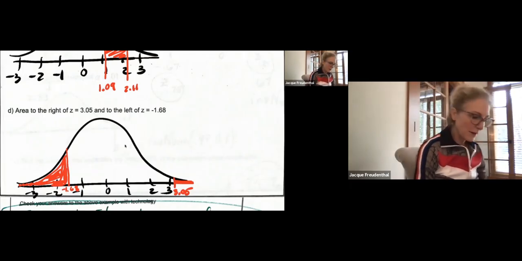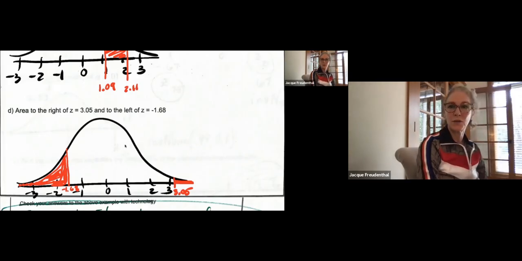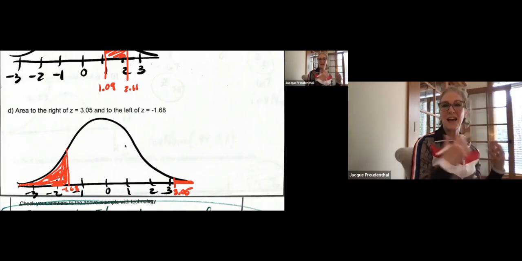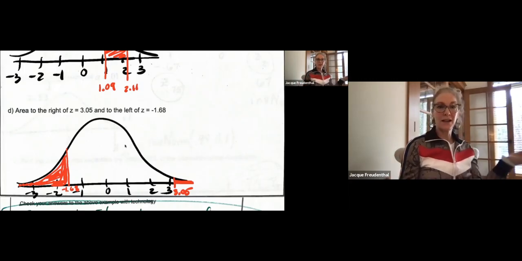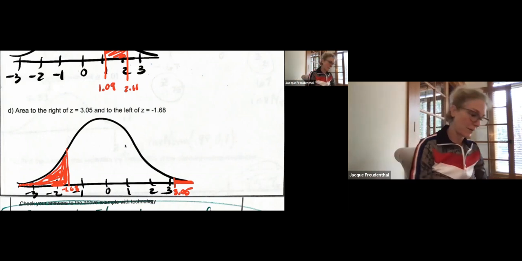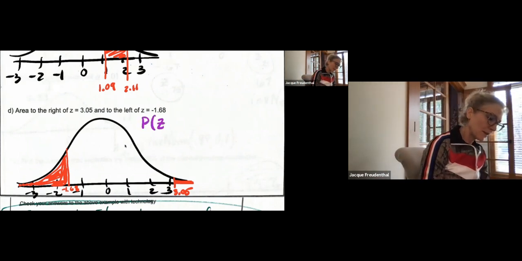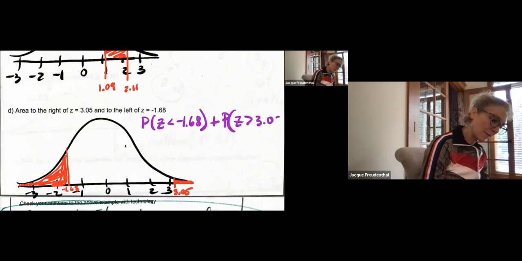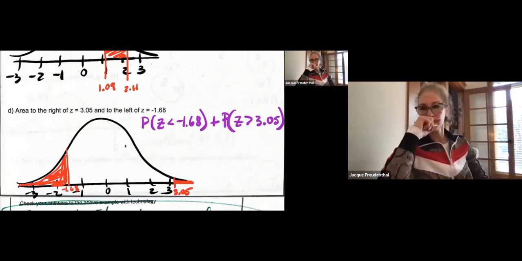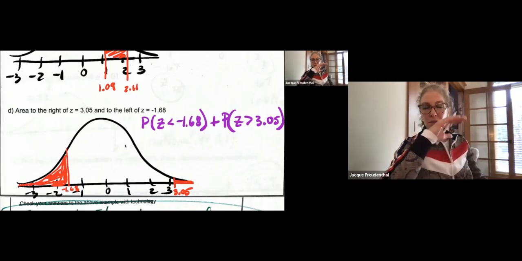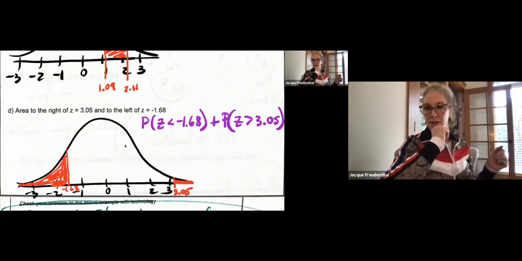Okay, so if I'm going to write my probability statement, it's actually got to be two probability statements because I'm going to have to add these two areas together. The area to the left of negative 1.68 plus the area to the right of 3.05. So the area to the left is the probability Z is less than negative 1.68, plus the area to the right where Z is greater than 3.05. Okay, so do you see that those two pieces added together would give you your answer?